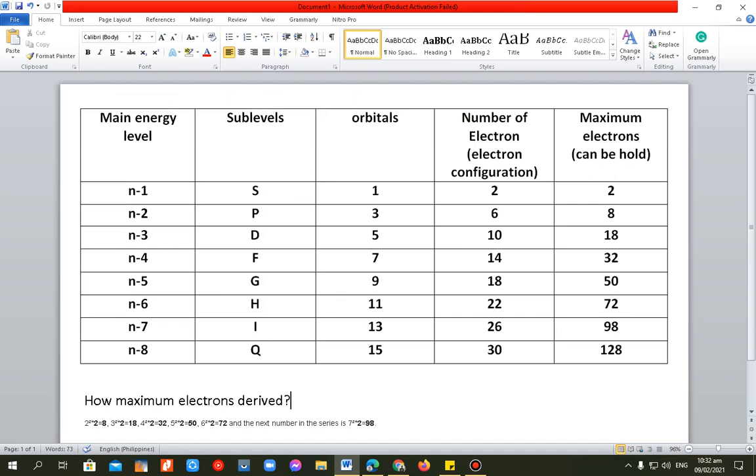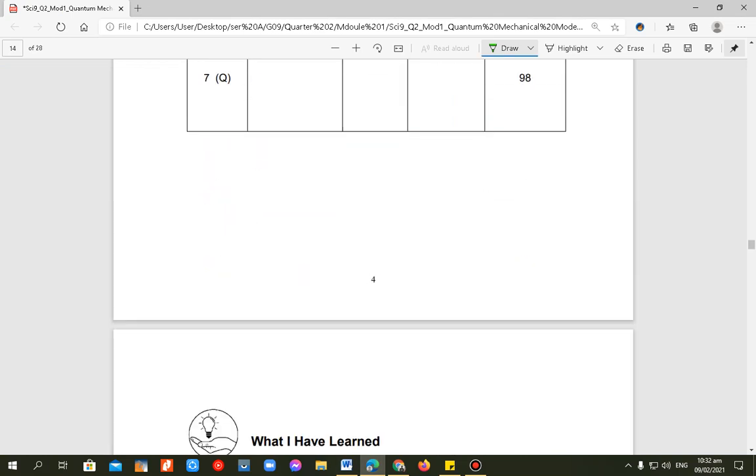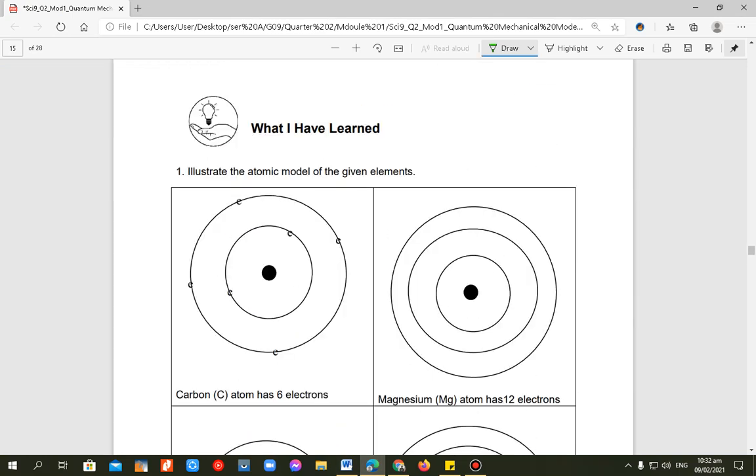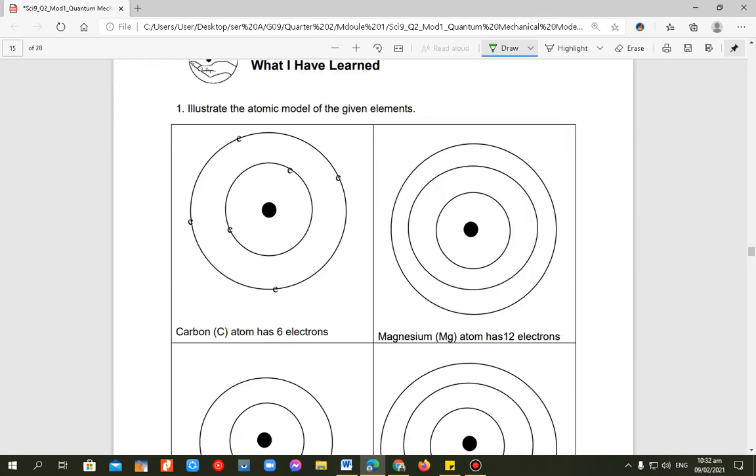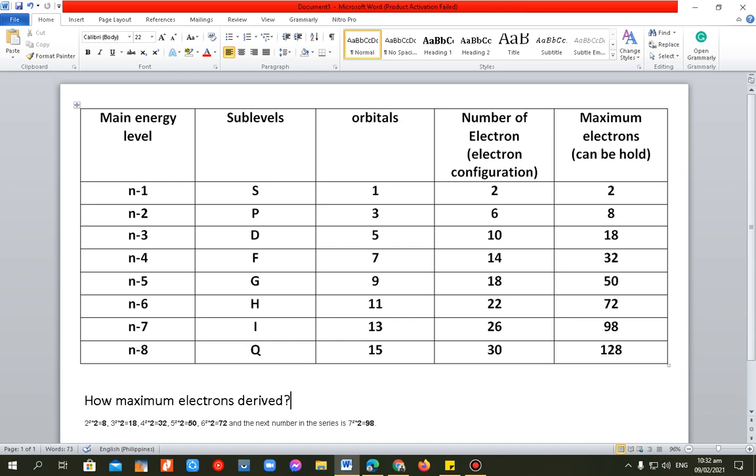So, I hope that you understood. Next is, how will you illustrate the atomic model of a given elements? Kapag nagbigay po tayo ng elements. So, dito, as we discussed, yung first orbit po, yung kaya niyang i-hold is 2. Next is 6, and so on and so forth. So, magbe-base po kayo dito.